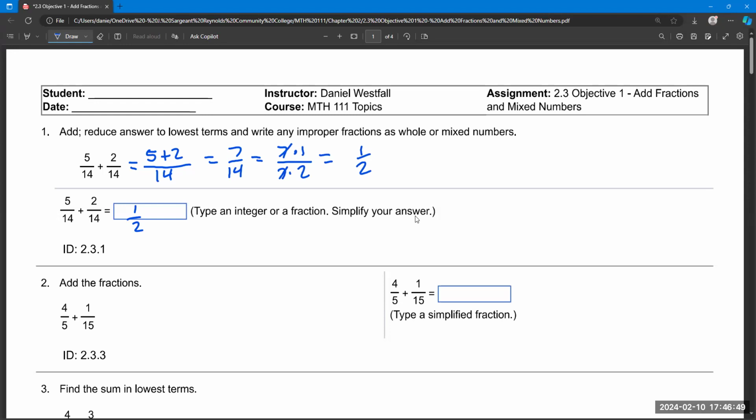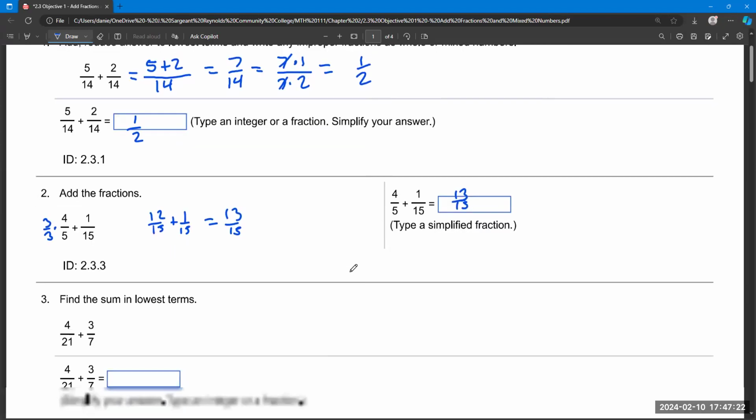In the second problem, we don't yet have a common denominator, but because 15 is divisible by 5, and the answer is 3, then we're going to multiply by 3 over 3 in the first fraction. That makes this the same as 12 over 15 plus 1 over 15, which is going to be 13 over 15. That doesn't simplify anymore because 13 is a prime number and there's not a factor of 15. So 13 over 15 is our answer.